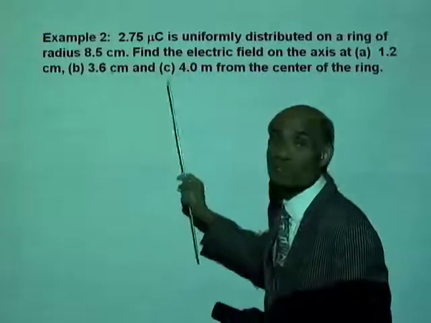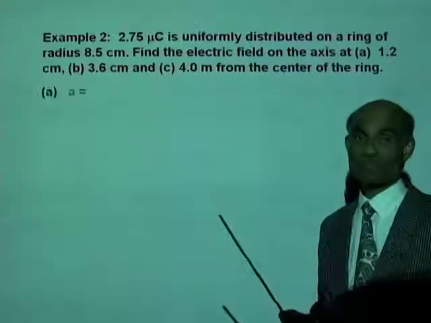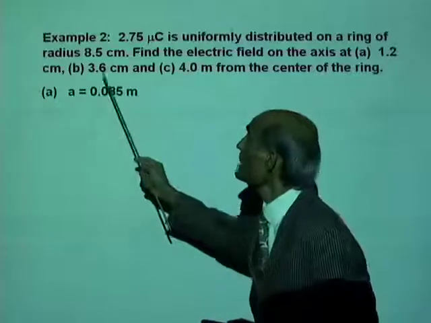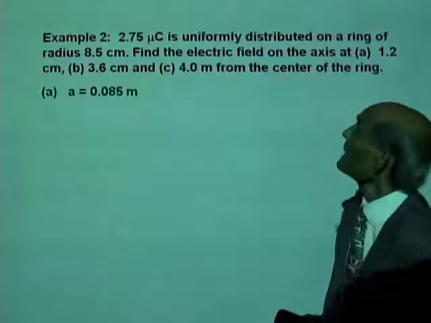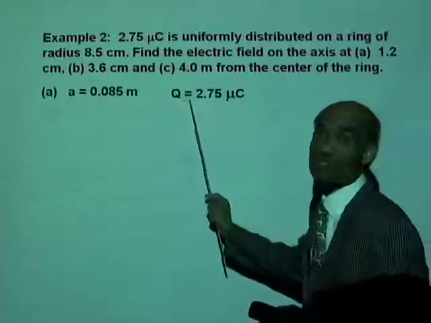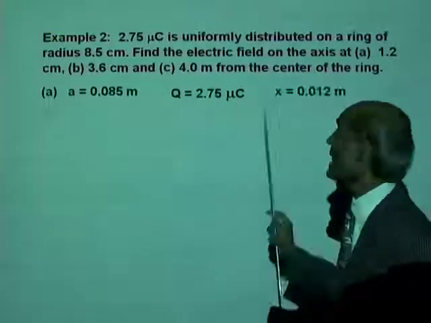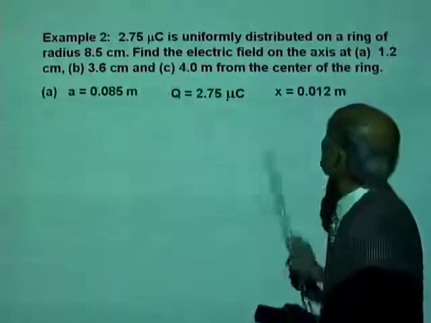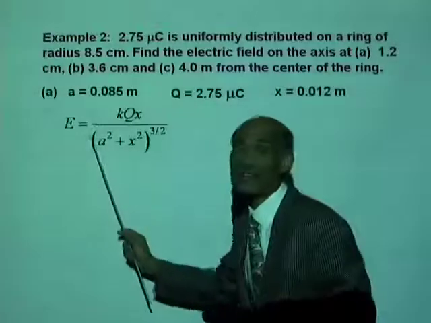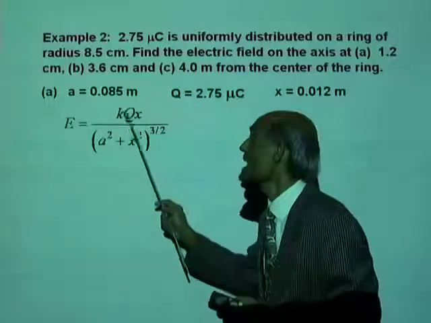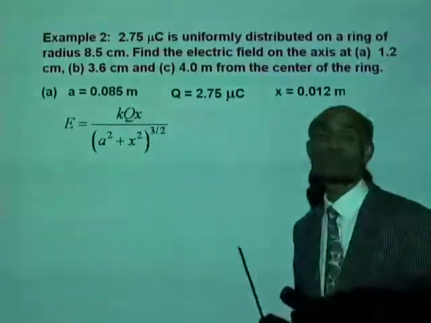3.6 centimeter from the center, 4 meter from the center of the ring. Well, we know the radius is given, which is 8.5 centimeter, 0.085 meter. The charge carried by the ring is 2.75 microcoulomb. And in A, x equal to 0.012 meter. Well, we will use the exact formula for that. E equal to kqx over (a squared plus x squared) to the power of 3 over 2.